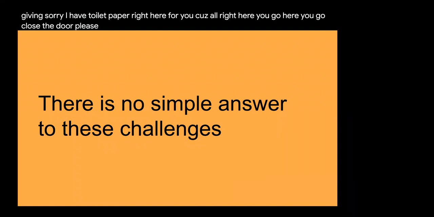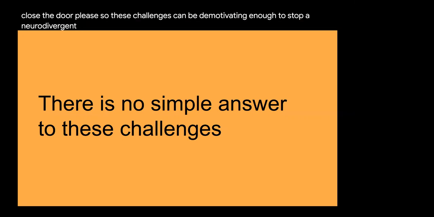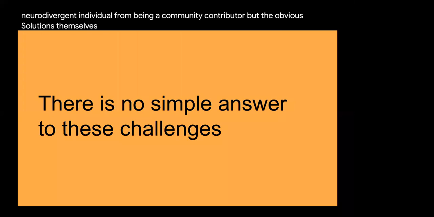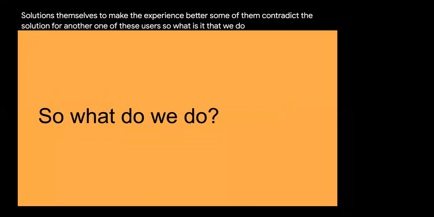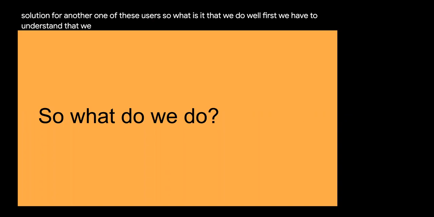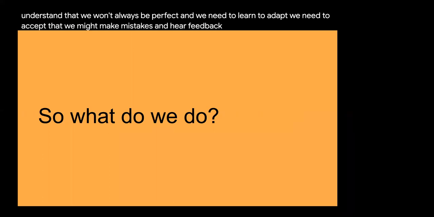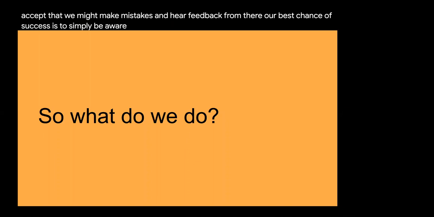So each of these challenges can be demotivating enough to stop a neurodivergent individual from being a community contributor. But the obvious solutions to make the experience better, some of them contradict the solution for another one of these users. So what is it that we do? Well, first we have to understand that we won't always be perfect, and we need to learn to adapt. We need to accept that we might make mistakes and hear feedback. From there, our best chance of success is to simply be aware of these challenges and to actively make them part of our thinking, to recognize them as part of our process.